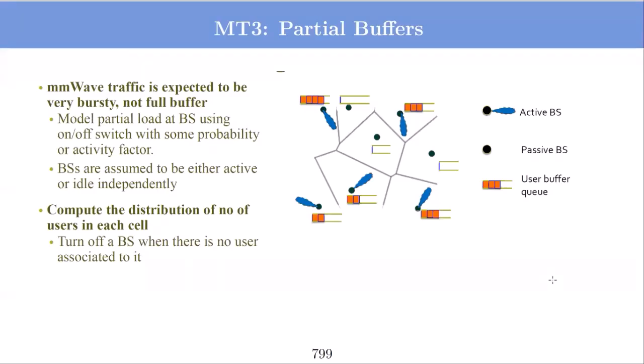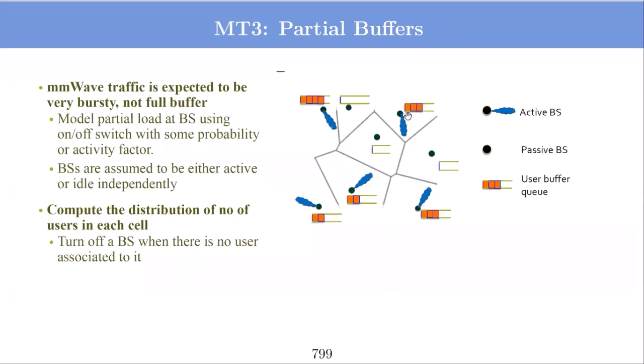Or sometimes the user may move out of the coverage area. Suppose consider a very dense network. The base station is very close by, so it may happen that some base station does not have any user in there. And this is crucial because if there is no user, the base station may shut down. Right? So this is known as partial buffers because some base station may not have users to transmit.